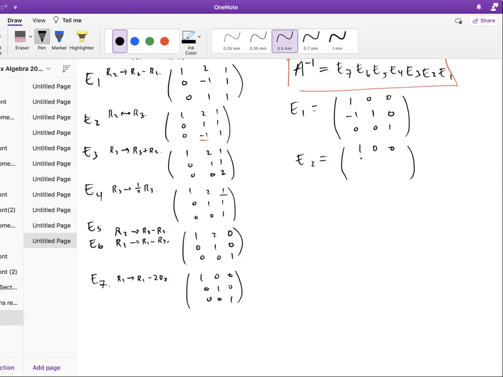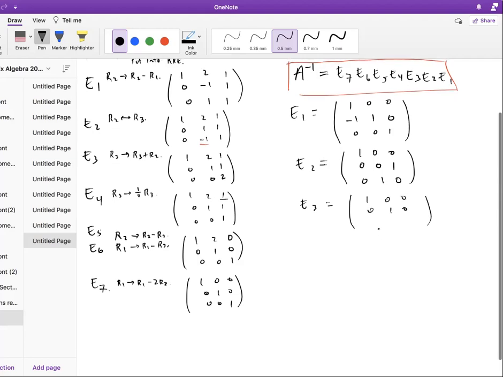Zero, zero, one, and 0, 1, 0. Okay. Then we did a row 3 to row 3 plus row 2. So the first 2 rows are not changing.